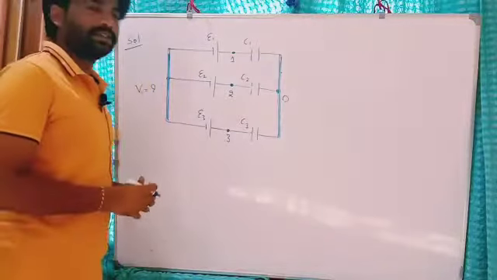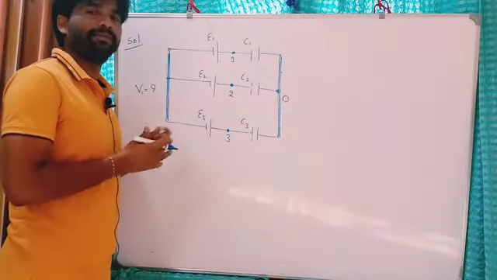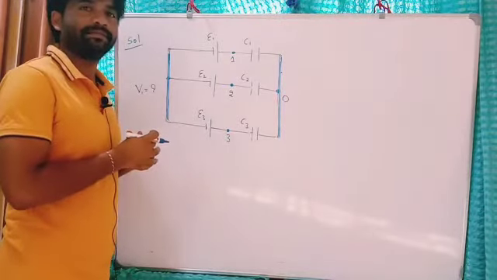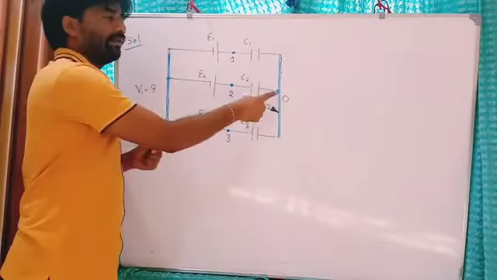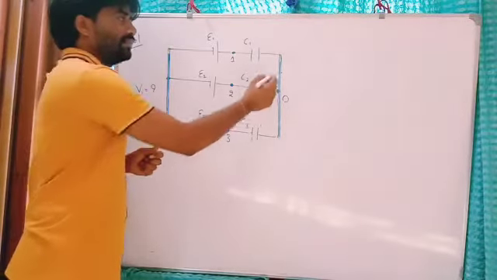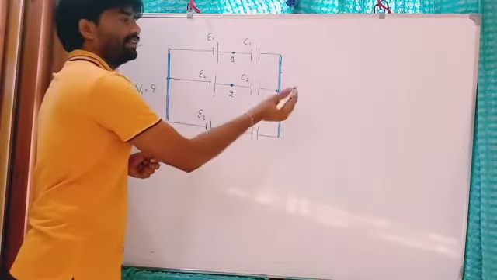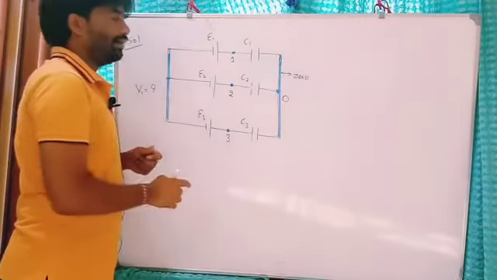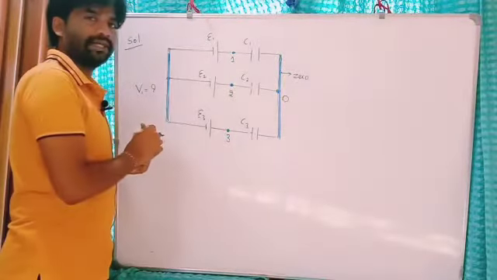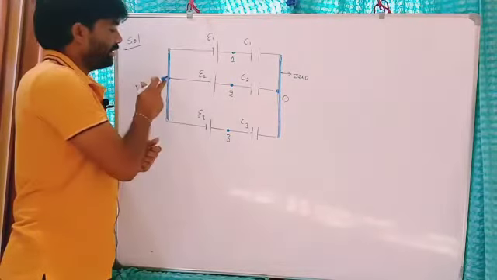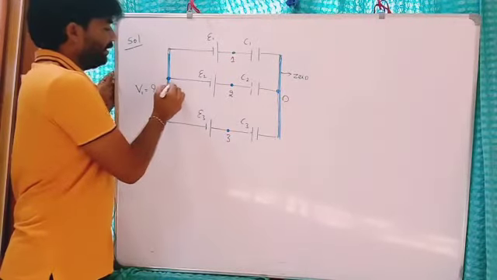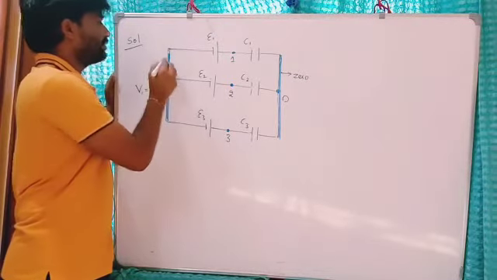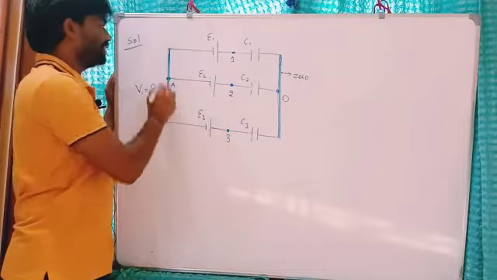Now this is the given circuit in which we have 3 batteries and 3 capacitors, connected as in the figure. They are saying the potential at point O is 0. It means at any point on this side the potential is the same, and it is equal to 0. And all these negative terminals of the batteries are connected to this point A. So the potential at any point on this side is also the same. Let us assume that potential as V.